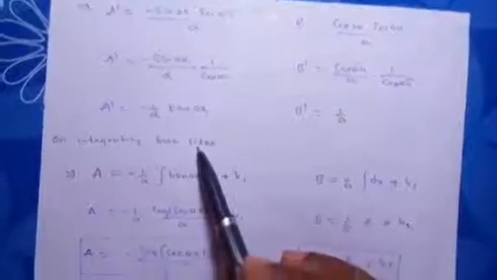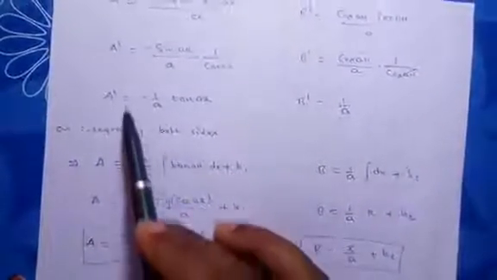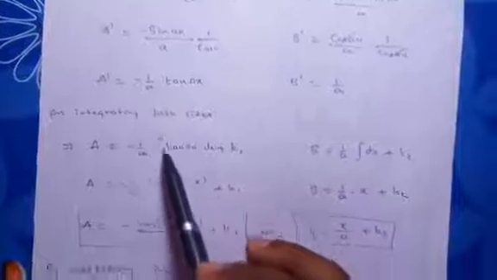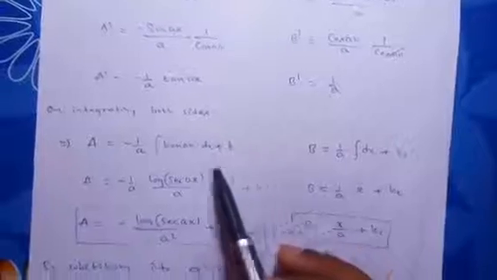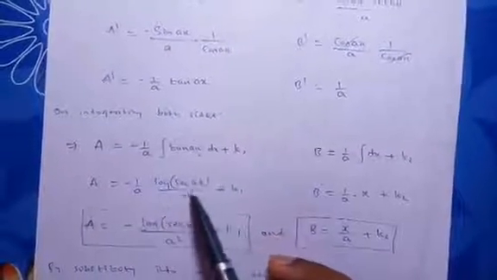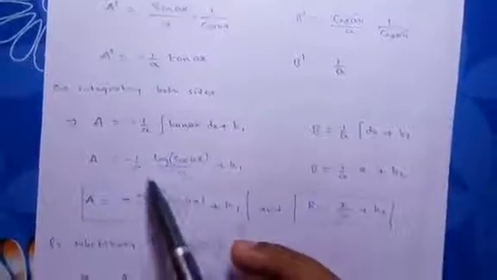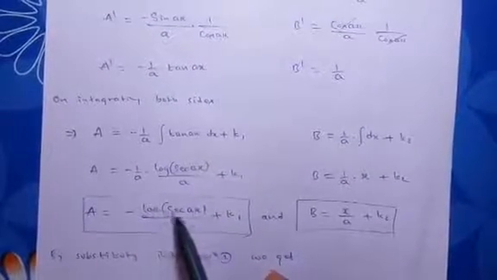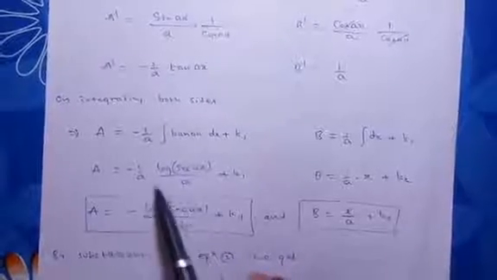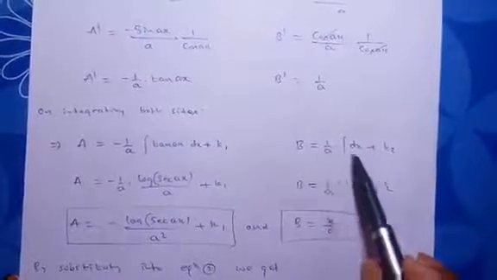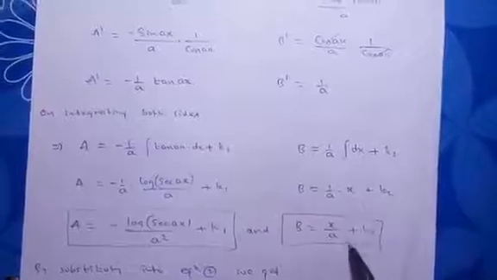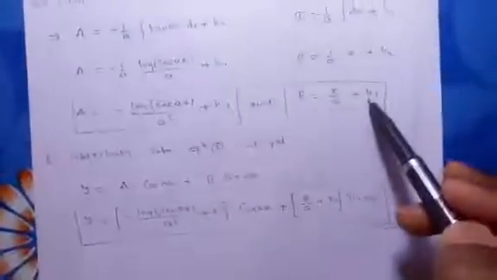On integration of both sides, we get a, integration of a dash is a, and minus 1 by a integration of tan ax dx plus integration constant k1. Here integration of tan ax is log secant ax by a. And after simplification, we get a equals minus log secant ax by a square, a into a square, plus k1. And here b dash is 1 by a. On integration, 1 by a is constant. Integration of dx is x by a plus integration constant k2.